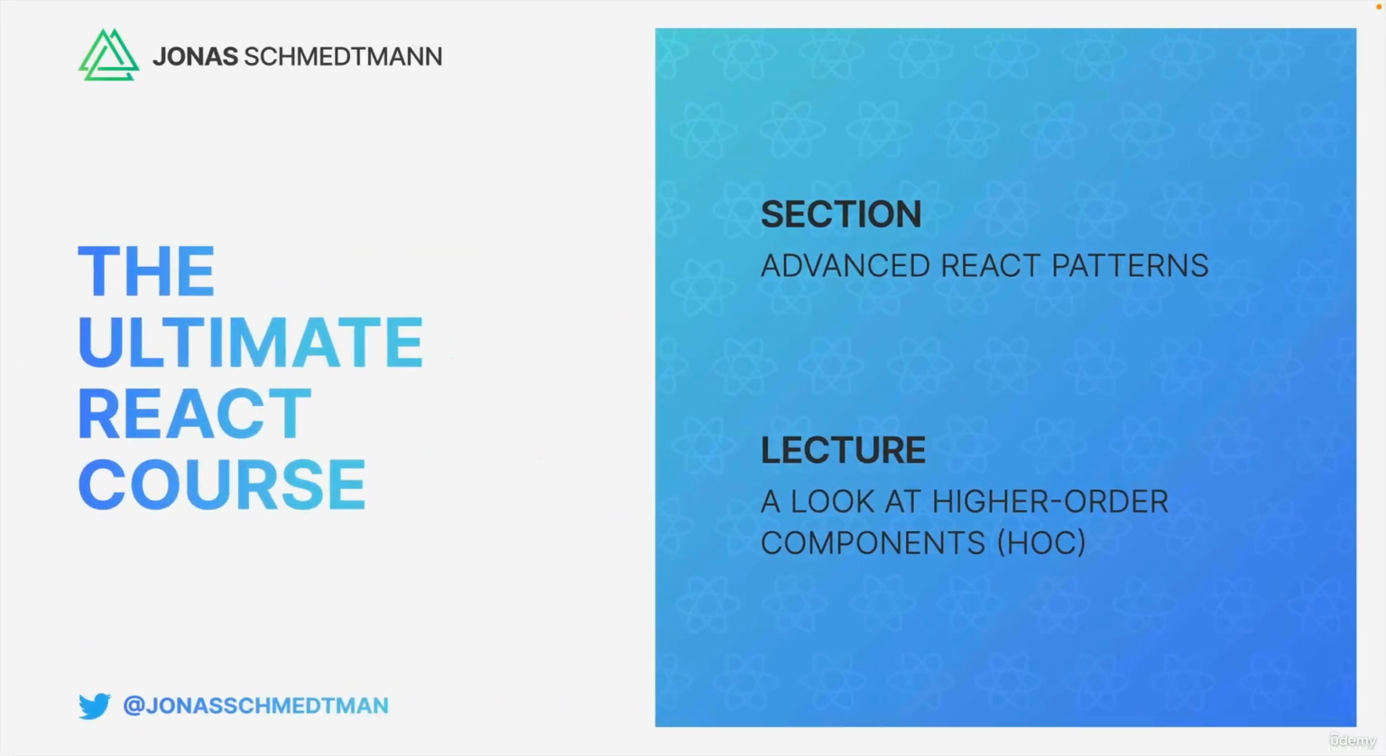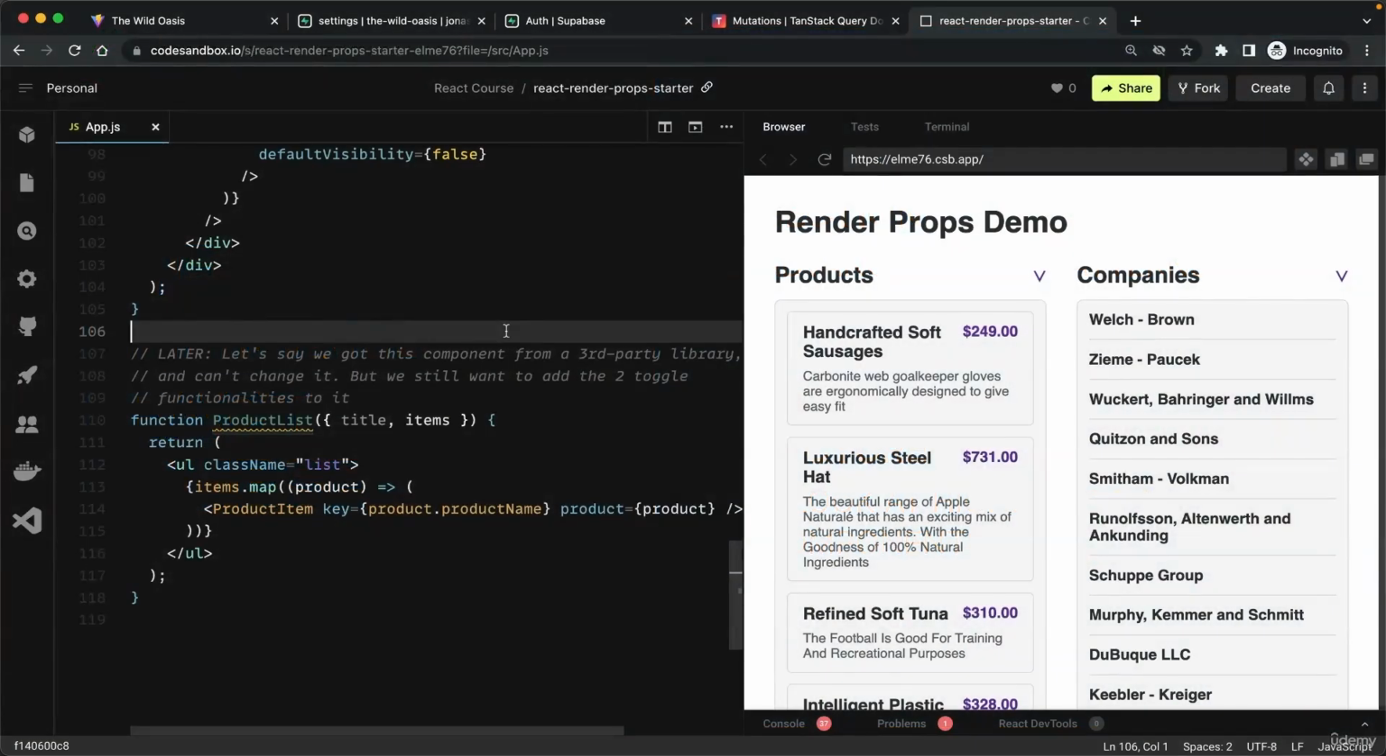So, as I just mentioned, there is actually another advanced React pattern that I want to quickly show you. Now, this one isn't super important, which is why I didn't even include it in the first lecture of the section, but I still need you to know about it. And so let's now take a look at the higher order component pattern. So basically, we want to do now something similar to what we just did with the render props, but with the higher order component pattern.